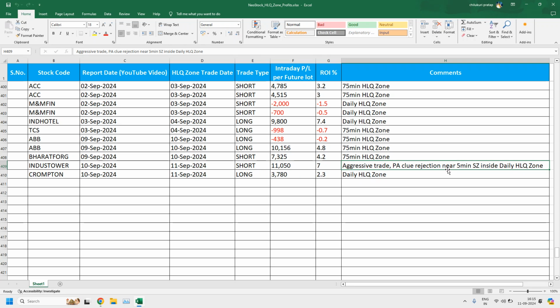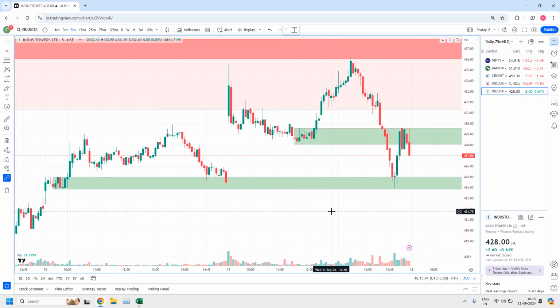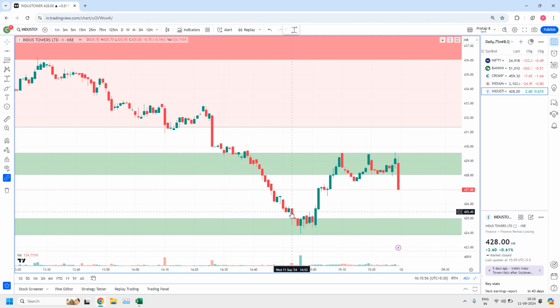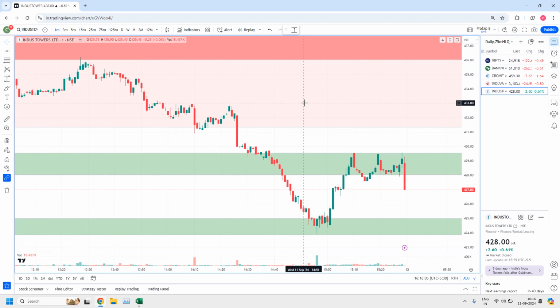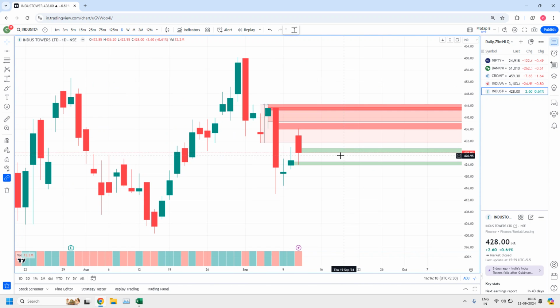So aggressive trade, price action clue, rejection near the 5-minute supply zone inside the daily high liquidity zone. So this is an aggressive, successful trade. We got the trade at 1:25, 5-minute candle, and you would have exited at 2:15, 5-minute candle. If you go to 1 minute, you would have exited at 2:53. You got the trade at 1:27. Okay, this is about Indus Towers.